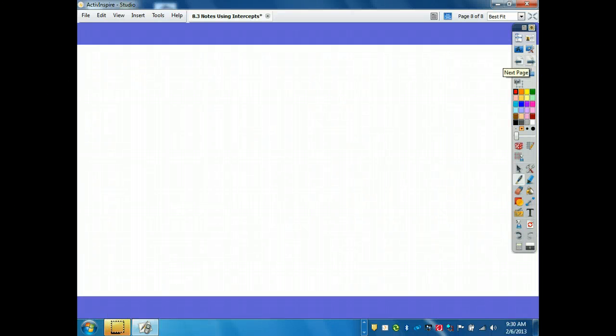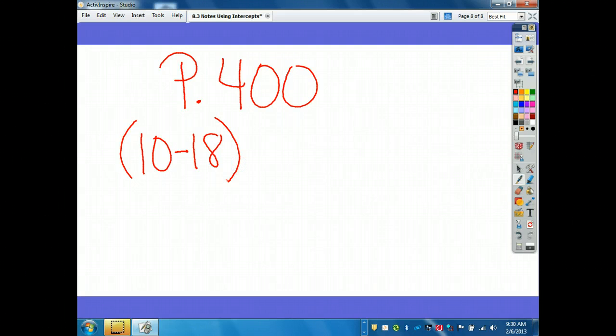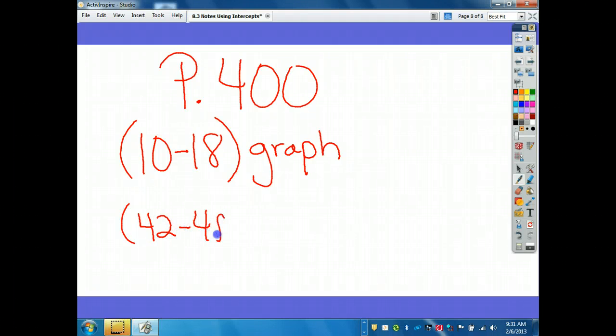All right, your homework for today: page 400, I want you to do 10 through 18. I will hand out graph paper because you will have to do all of your work in your notebook, all the solving for 0, substituting your zeros in, and then you have to graph all these after you show all your work. Numbers 42 through 48 are review. That will be in your notebook as well. This will be due Friday.